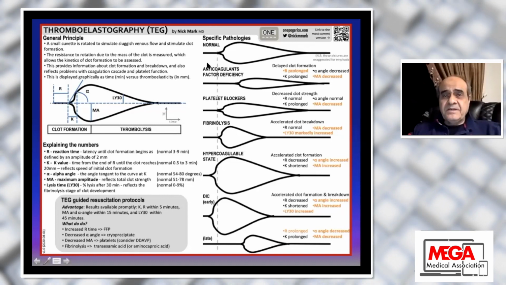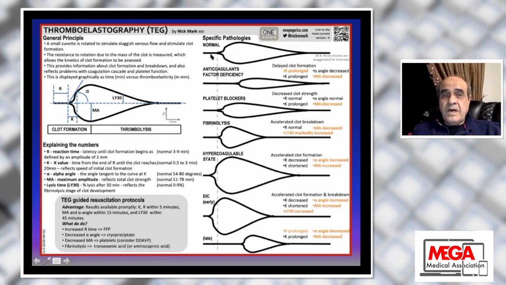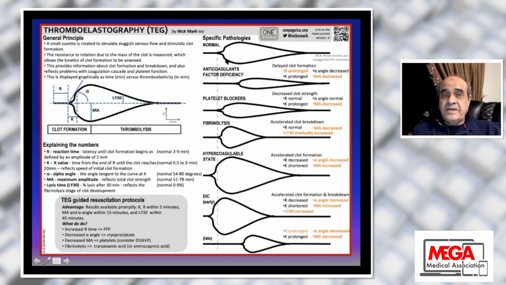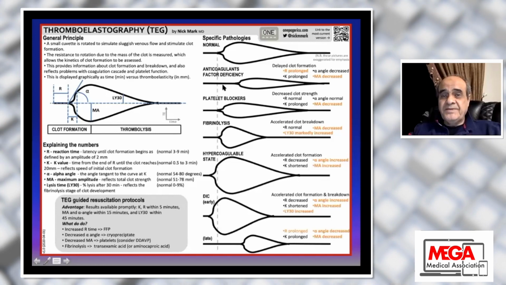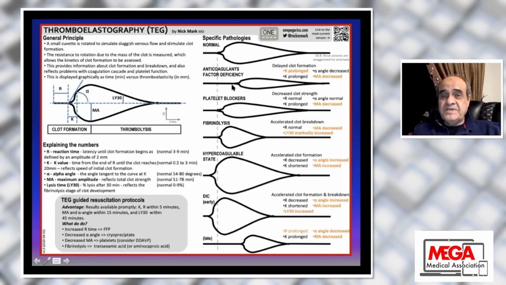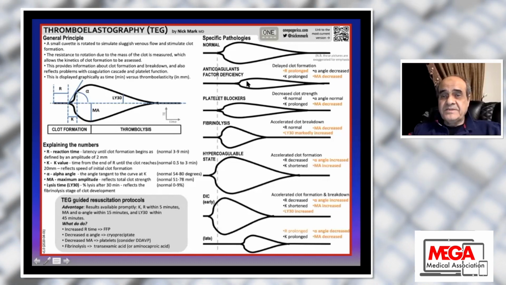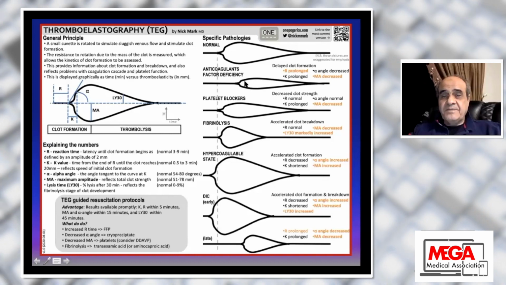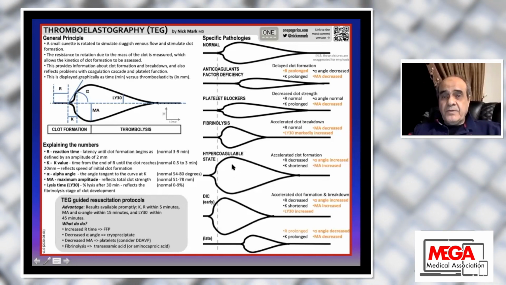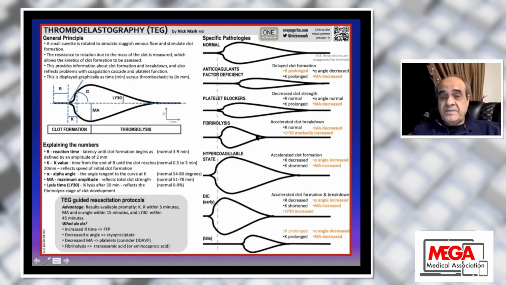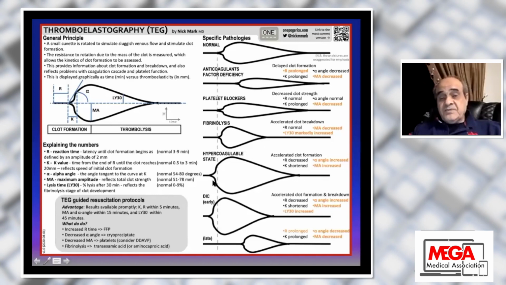We can see figures here. This is a normal one, as we see, normal R value and normal K value, and the alpha angle is optimum. In this one, there is anticoagulant and factor deficiency. We see R is prolonged and the K interval is prolonged, and you can correct this one by cryoprecipitate and platelets, and stop, of course, the anticoagulant. Here is a platelet alpha angle problem. After that, here we can see fibrinolysis. We can see after 30 minutes the fibrinolytic activity is more than 9%, and so this patient needs antifibrinolytic. This one has a hypercoagulable state.